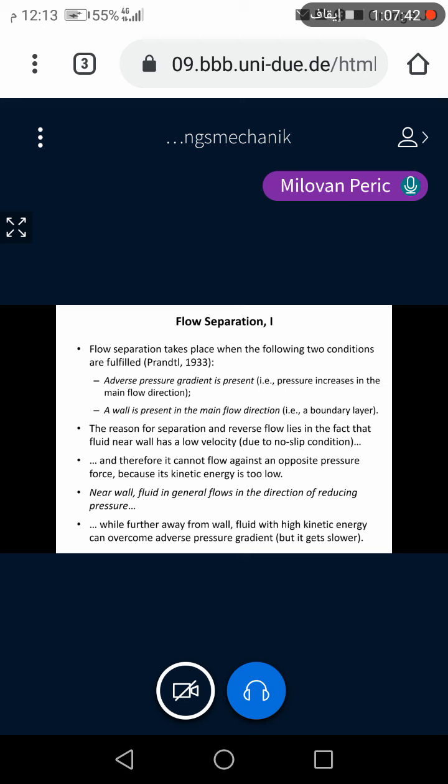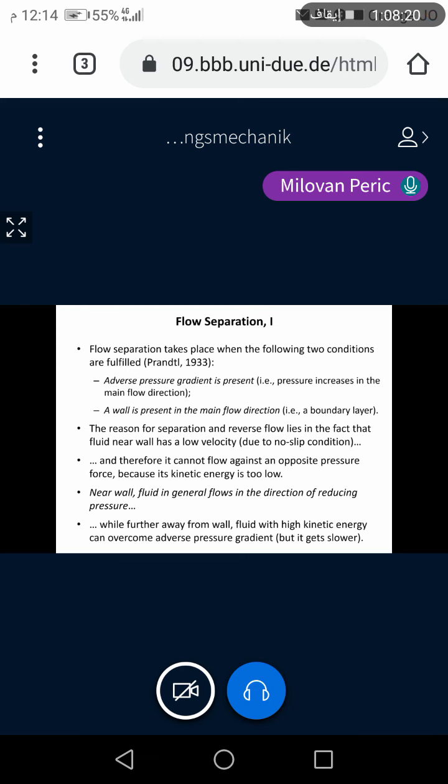And we will see later on also for secondary flows, in order to know what is the pattern of secondary flow, you only have to look at the pressure distribution. Near wall, the flow will go in the direction of reducing pressure. Further away from wall, fluid may have sufficient kinetic energy to flow against the adverse pressure gradient, because the adverse pressure gradient will slow the flow down, but if kinetic energy is sufficient, you will be converting kinetic energy to pressure energy, but you may not have a reverse flow. It will still be in the same direction.